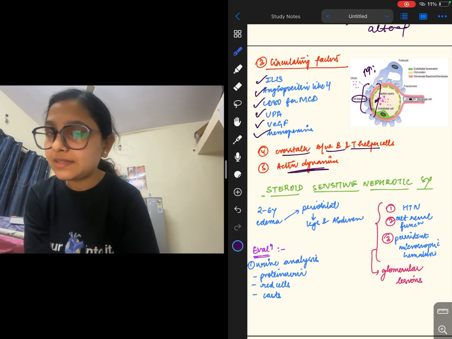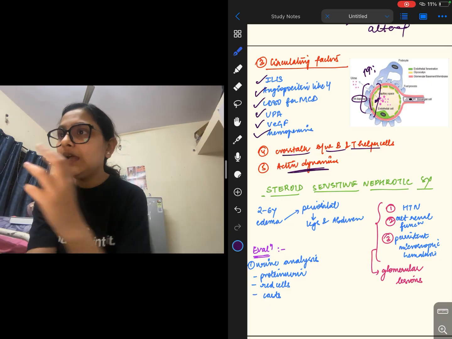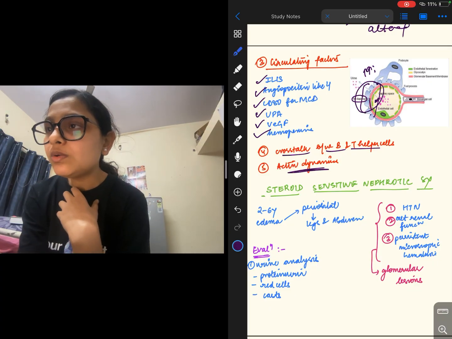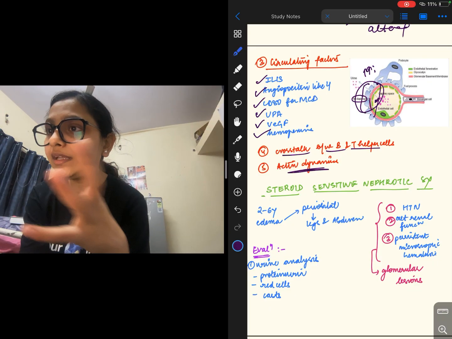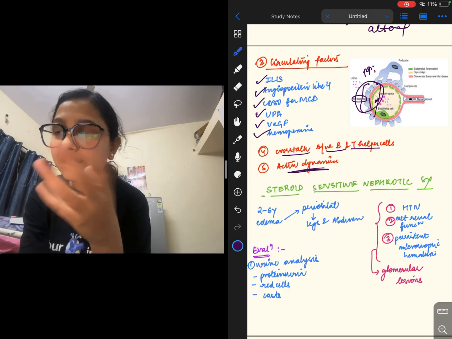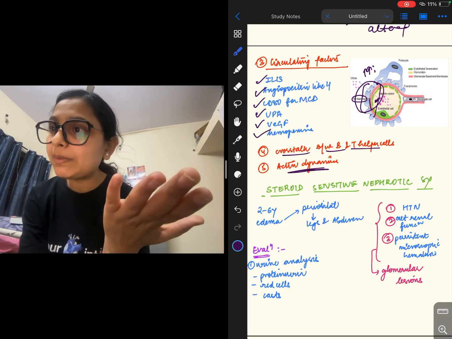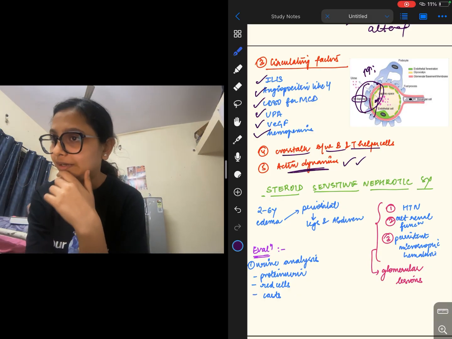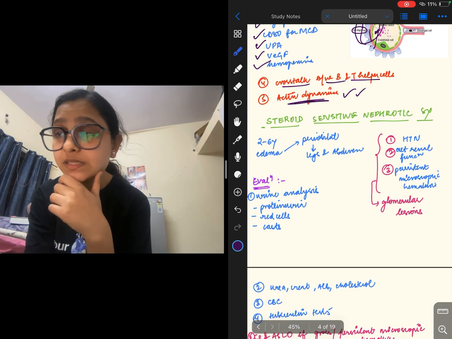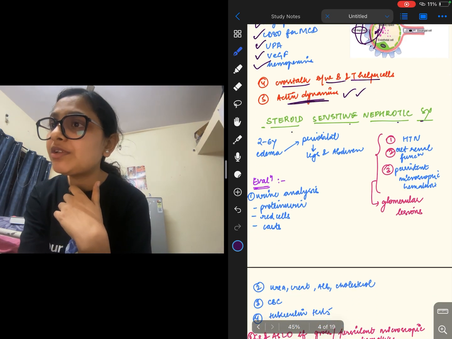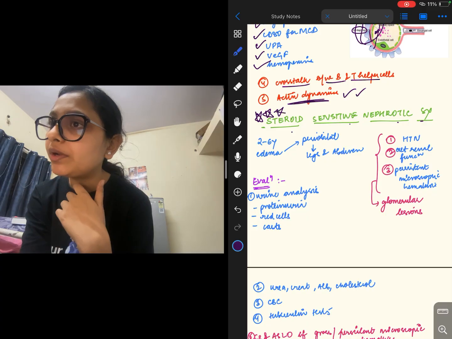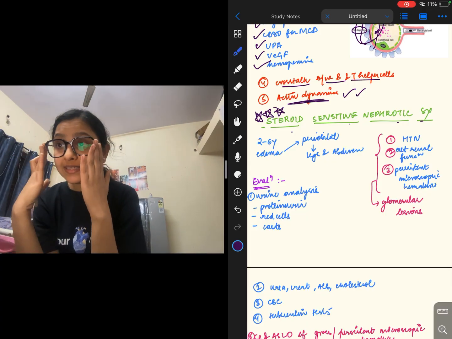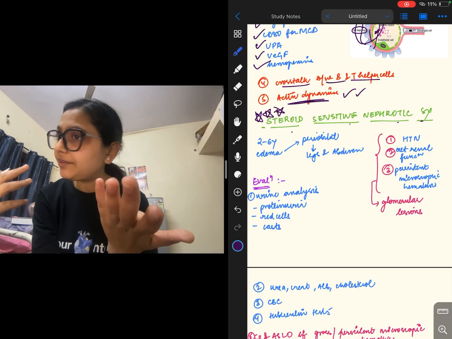Then actin dynamics, like motility. Permeability is getting altered, no? Some theories say that changes in actin motility and the cytoskeleton lead to altered permeability. Okay. Next comes steroid sensitive nephrotic syndrome, which is the one we are talking about. That means it is steroid sensitive: you give prednisolone and it responds.